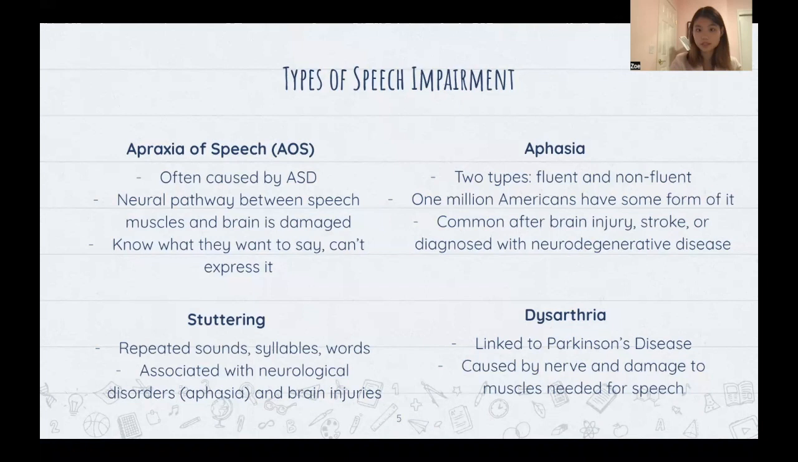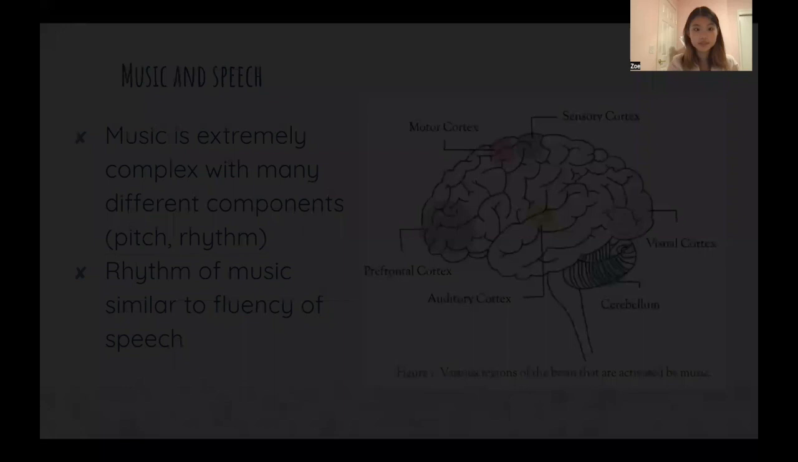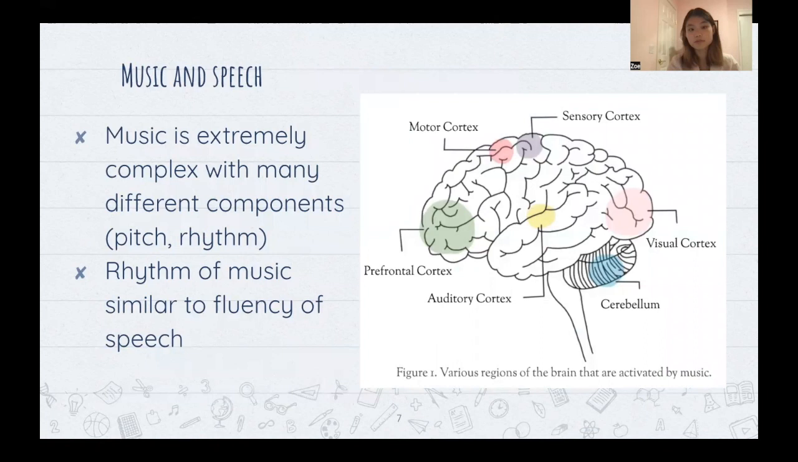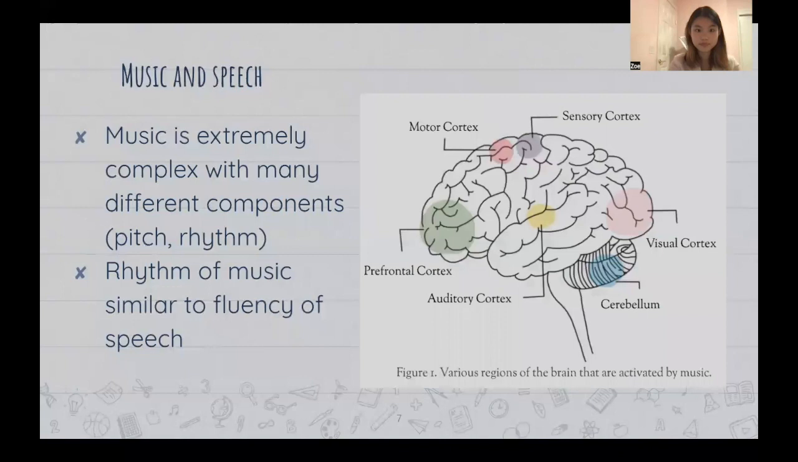So how are music and speech related? Music is extremely complex with many different components. For example, music has pitch and also has rhythm. And both of these components will activate different areas of the brain. As you can see on the right in figure 1, this shows all the different regions of the brain that are activated by music. Additionally, the rhythm of music is similar to the fluency of speech. So there are a lot of similarities between the two.